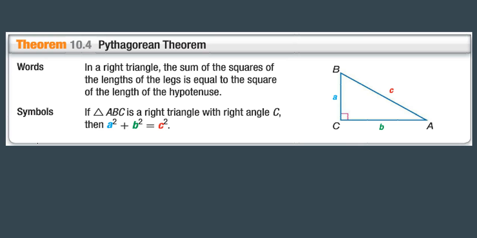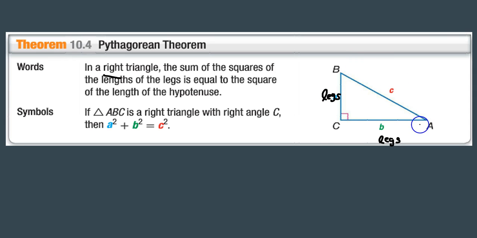Alright, so the first thing we're going to go over today is the Pythagorean theorem. In a right triangle, and this is very important, it must be a right triangle, the sum of the squares of the lengths of the legs is equal to the square of the length of the hypotenuse. When we're talking about legs, I'm going to show it as L. We're talking about A and B. Both of these are legs.